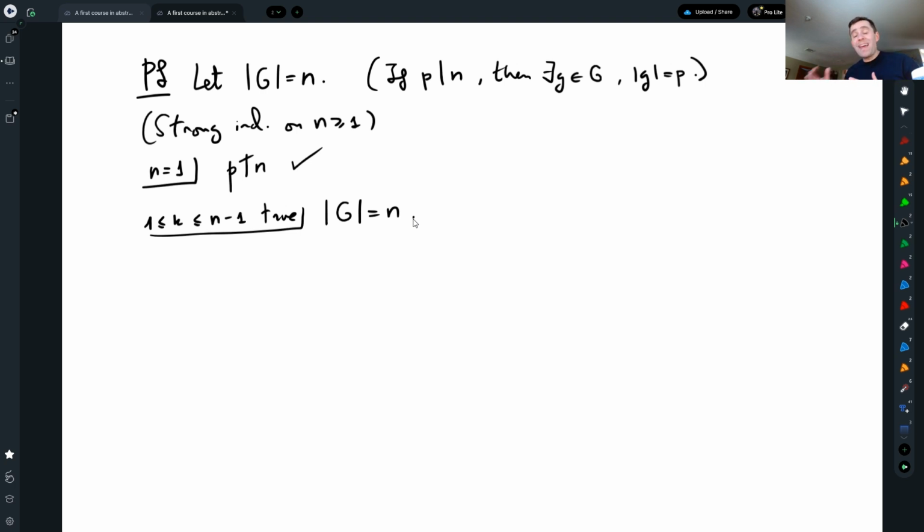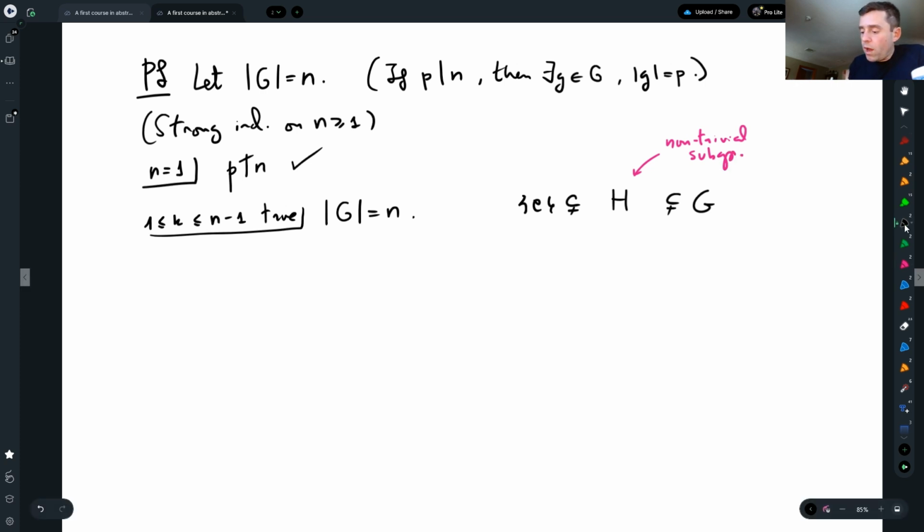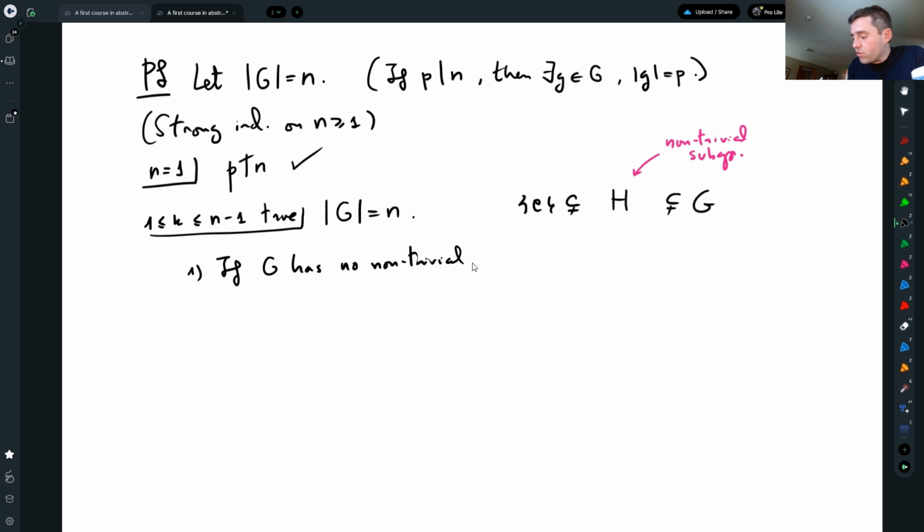There are a couple of cases, depending on whether there are non-trivial subgroups or not. Remember that we always have the identity subgroup E and G as subgroups, and if there is something in between that is not G and not the identity subgroup, then this is a non-trivial subgroup. So we distinguish two cases. One, if G has no non-trivial subgroups, then what happens? Well, the order is now bigger than 1.